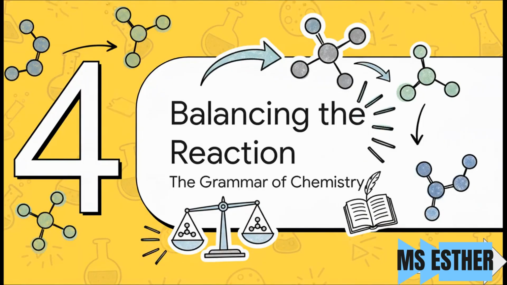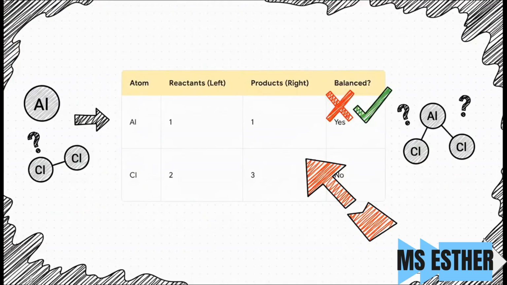Okay, we have just one more tool to add to the kit. Once we know what molecules are, we need to know how to describe what they do, how they interact. This is where we learn the grammar of chemistry, balancing chemical equations. Take a look at this reaction. Aluminum plus chlorine gas makes aluminum chloride. If we do a quick head count of the atoms on each side, we run into a big problem.